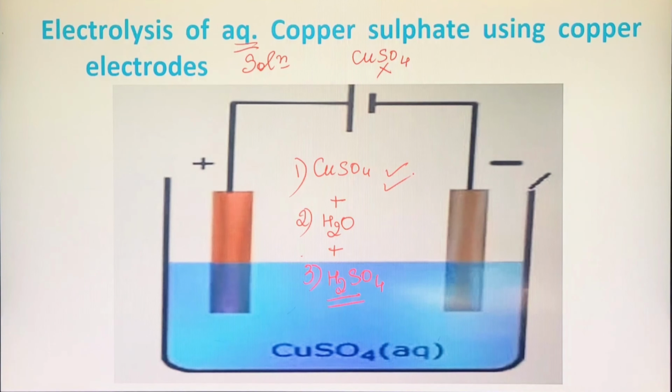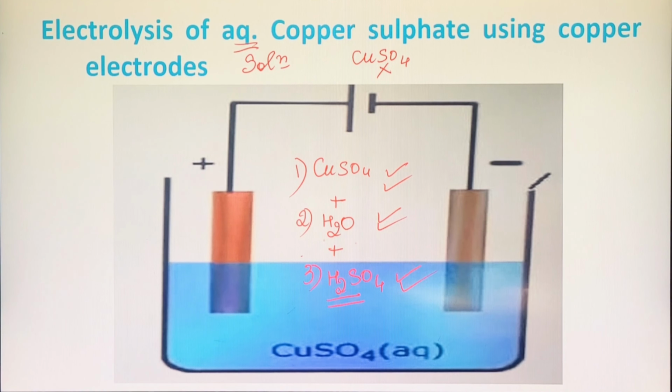What is the number 1 thing I'll be adding? Of course, I need copper sulphate. I have to make a solution of it, so I will be adding water. Into that, I'll also be adding a few drops of an acid. Which is the acid I'll be adding, children? Yes, I'll be adding sulfuric acid.